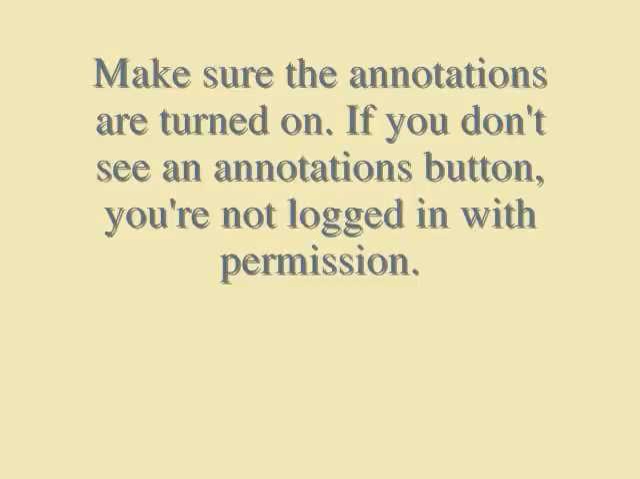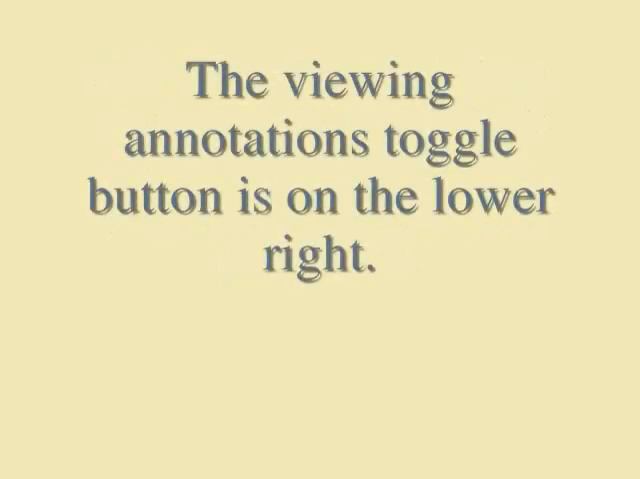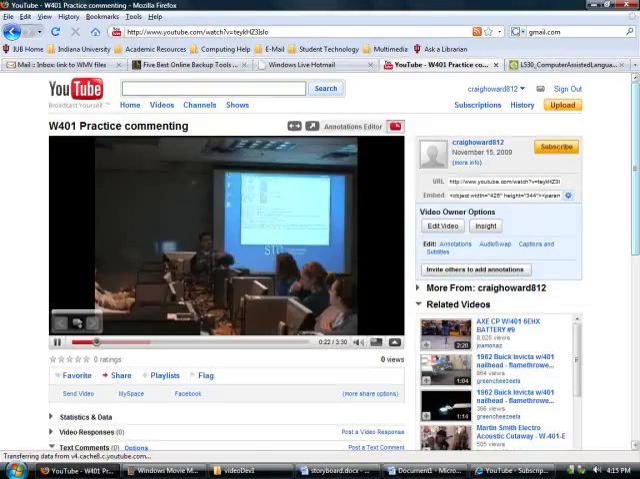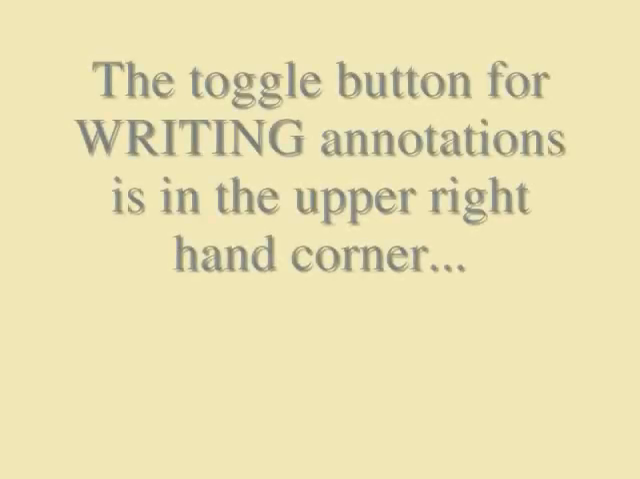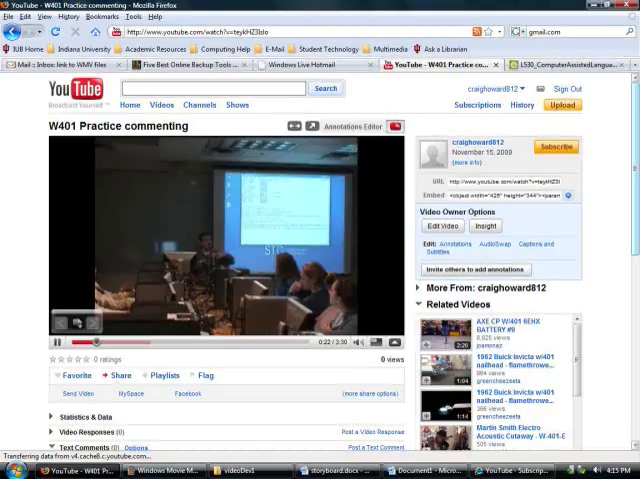You'll also need to make sure that annotations are turned on. If you don't see any annotations toggle buttons, you're probably not logged in correctly. The viewing annotations toggle button is on the lower right hand side of the viewing screen. It's a little arrow pointed up. The writing annotations button is on the upper right hand side of the screen. That's a red square box with a white triangle in the middle. Make sure that you have annotations turned on.